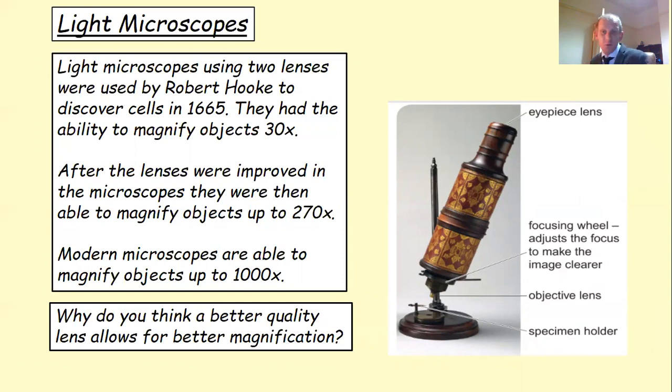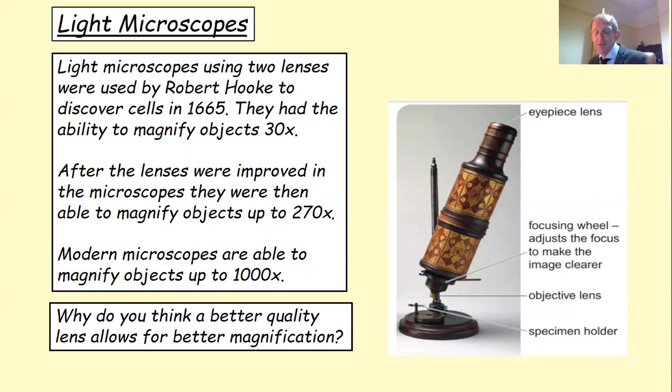So before we had microscopes, we had no idea that we could look at these small things in such detail. And so he was the first person to discover cells, and he used this microscope that you can see on the board. This is a model of it. It's not the actual microscope, but this is a model of the microscope he used. And with that microscope, he was able to magnify objects up to 30 times, which is quite impressive when you consider this was in 1665.